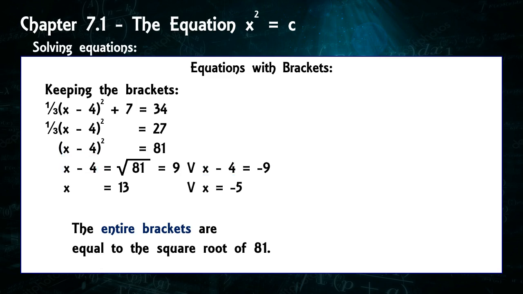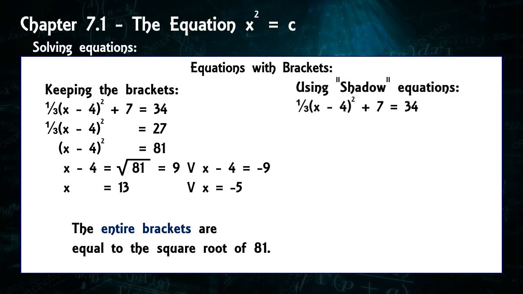Another way of solving quadratic equations with brackets is to replace the brackets with a so-called shadow equation. So instead of solving 1/3 x minus 4 squared plus 7 is 34, we solve 1/3 u squared plus 7 is 34. The steps to solving this equation are exactly the same as before. We remove the plus 7 from the left-hand side of the equation, get rid of the 1/3, and calculate the square root of our answer.